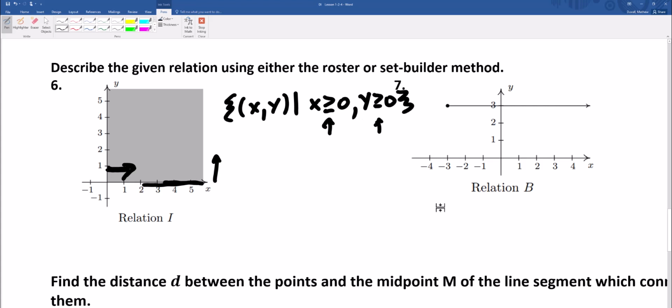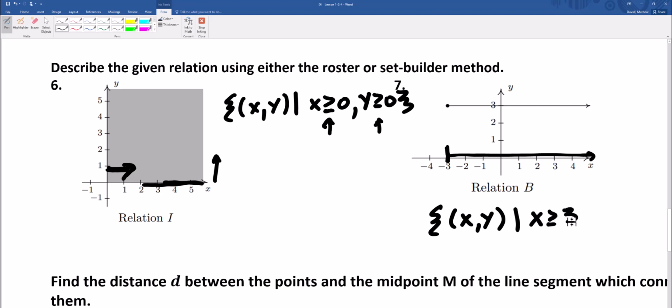For my relation here, so setting it up, I have my x and my y. For my x, it seems to start here at 3 and go on forever. So I'm going to say x is greater than or equal to 3. Now my y value is only at 3. So I can actually change my y to just say 3. That's my answer.